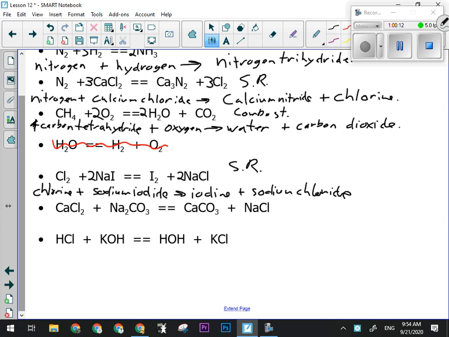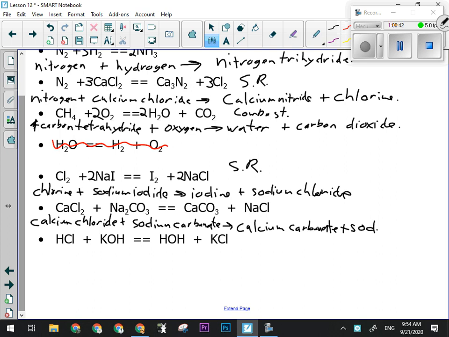How many people have done the next one? So what's CaCl2? Calcium chloride. And then we have Na2CO3, which is sodium carbonate. And that's going to react to form calcium carbonate and sodium chloride.